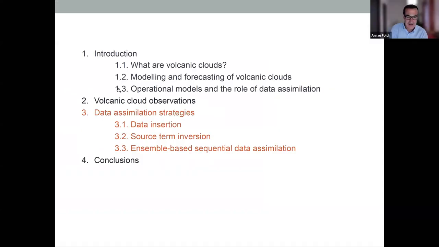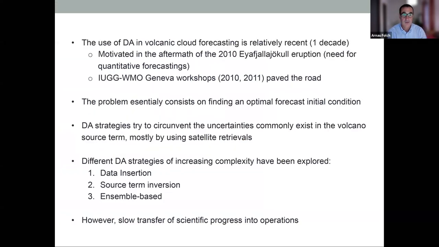Okay, so welcome back, everyone. Let's continue with the second part. We will focus now on the different data assimilation strategies that have been developing in the last decade, I would say. These are essentially three, as we will see: the data insertion, the inversion of the source term, and the ensemble-based sequential data assimilation.